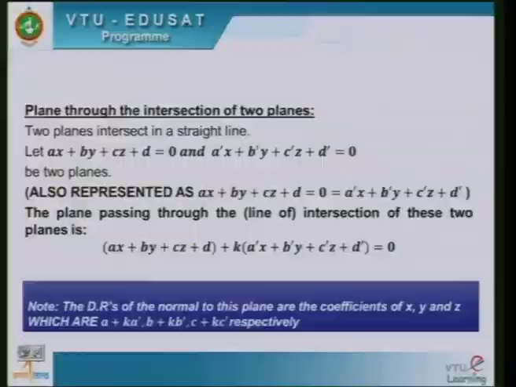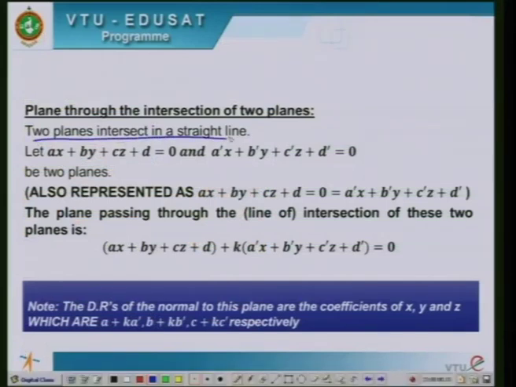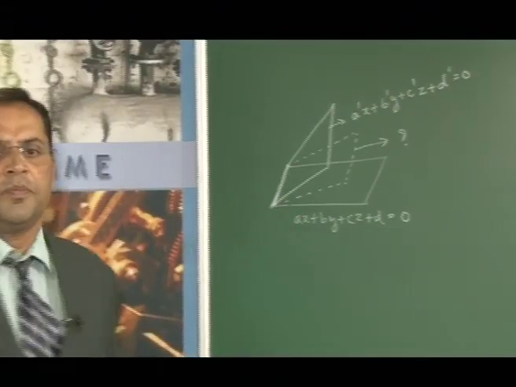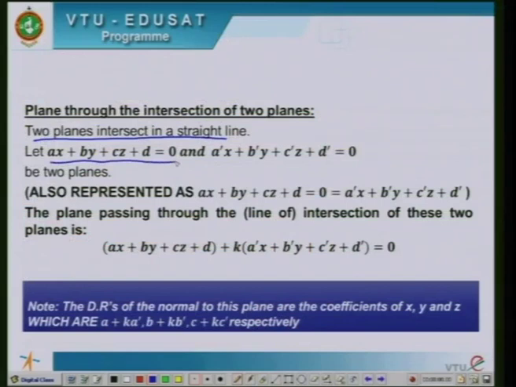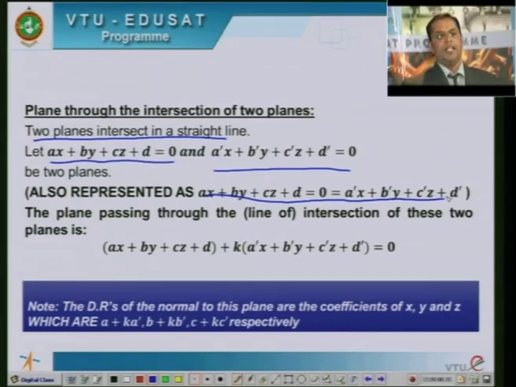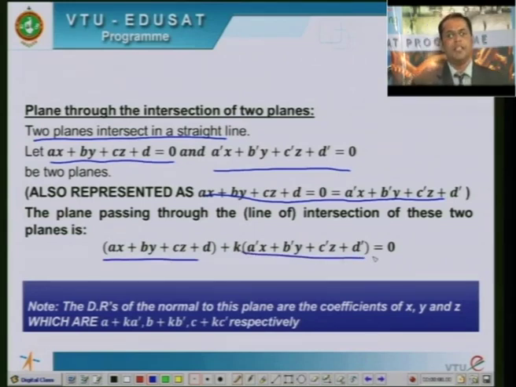For this, we first realize that two planes always intersect in a straight line. So, if Ax plus By plus Cz plus D equal to 0 and A dash x plus B dash y plus C dash z plus D dash equal to 0 be two planes, then the plane passing through the line of intersection of these two planes is given by a linear combination of the two. In the sense, it is Ax plus By plus Cz plus D plus k times A dash x plus B dash y plus C dash z plus D dash equal to 0.